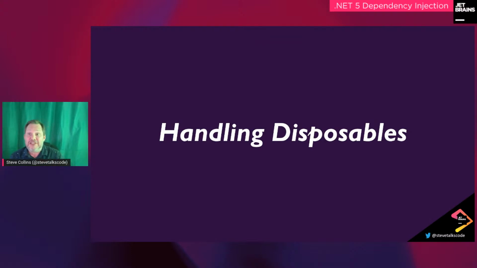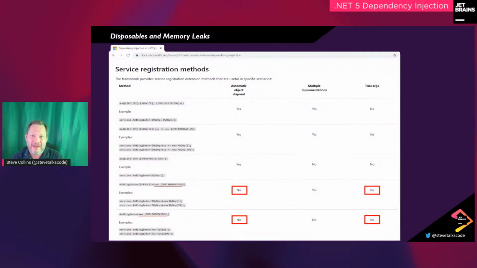So earlier, I mentioned that you need to be careful with disposables, but now I want to dig a bit deeper into some edge cases. If you remember, when I was talking about singletons, I said that you should hide the Dispose method from consumers, as the container will take care of it for you. The same is true in most cases, but as you can see here, there are a couple of extension methods where you create the instances yourself, and the container will not dispose of these for you.